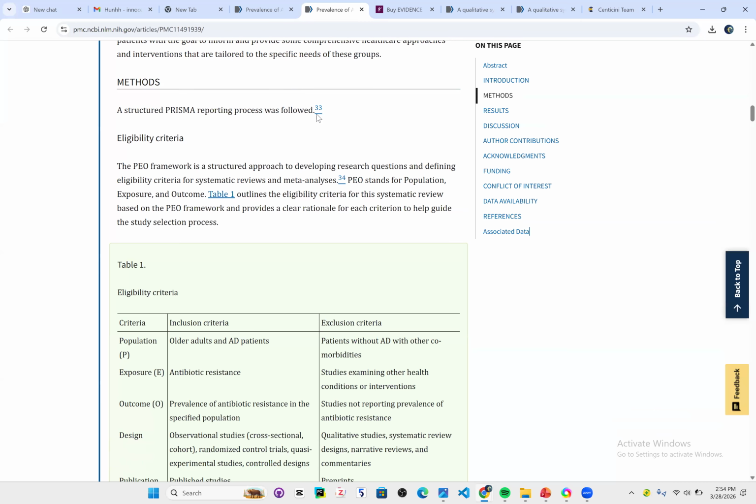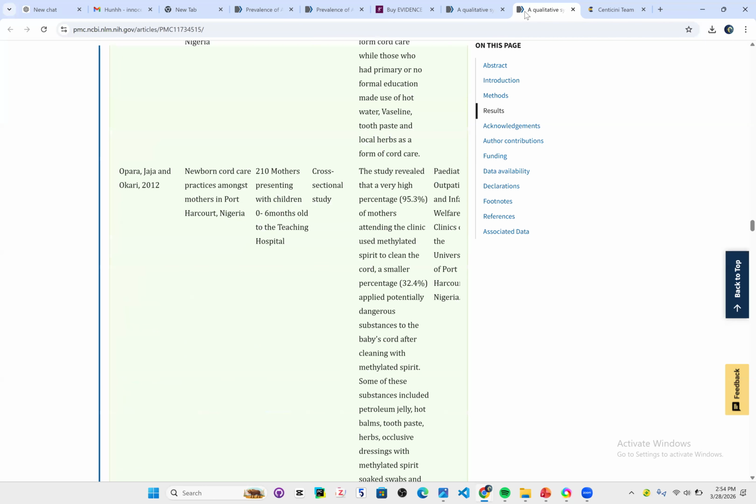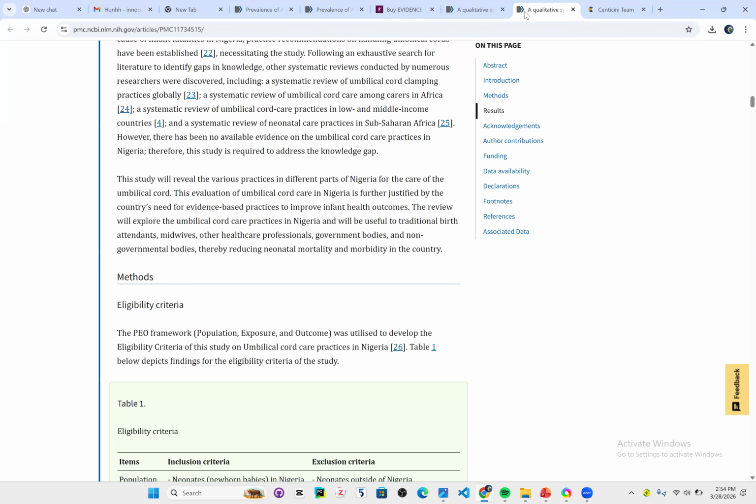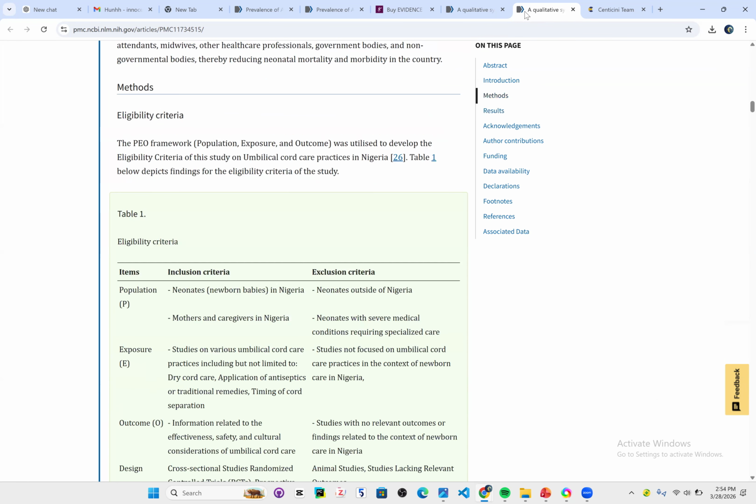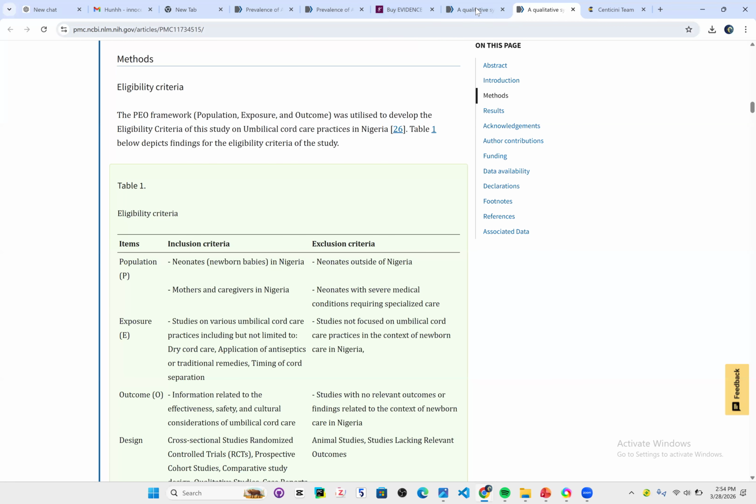Some people do talk about registering on Prospero. This paper was not registered on Prospero, but it's best practice to register on Prospero. Now, if you look at this paper here, you see that we registered it on Prospero. It was registered, but I don't know why it wasn't stated. Of course, yes, definitely. I'm going to share the slides on the community.